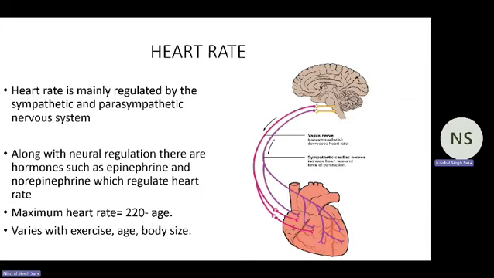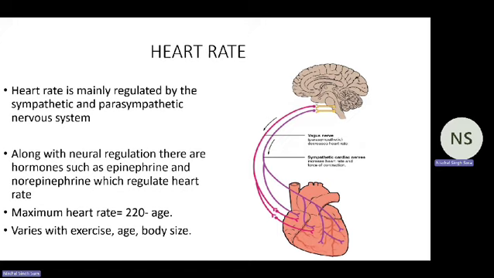So the next topic is heart rate. So heart rate is mainly regulated by sympathetic and parasympathetic nervous system. The sympathetic nervous system would actually cause tachycardia for fight or flight response, while parasympathetic innervation causes bradycardia, and parasympathetic innervation in heart rate is mainly by the vagus nerve, which decreases heart rate. And also we have some hormonal mechanisms like epinephrine and norepinephrine, which regulate the heart rate.